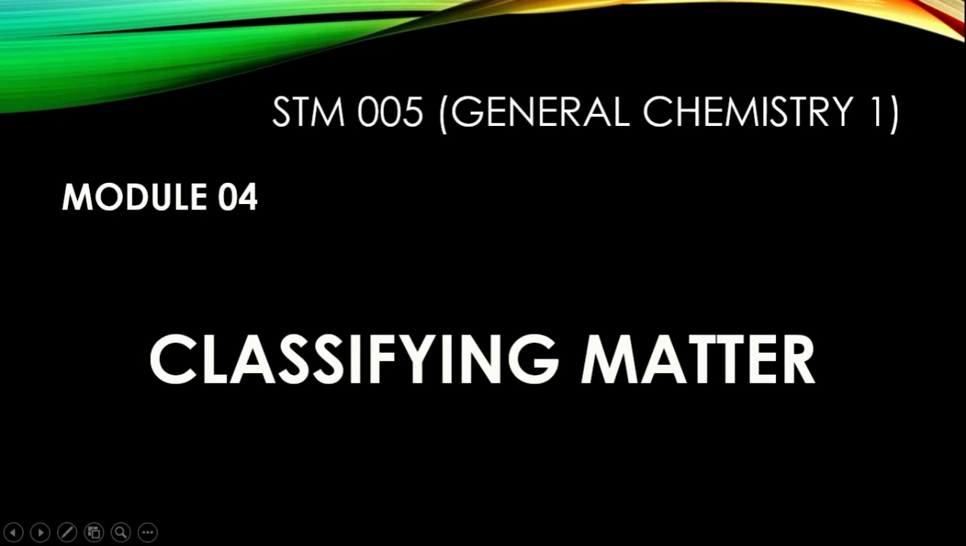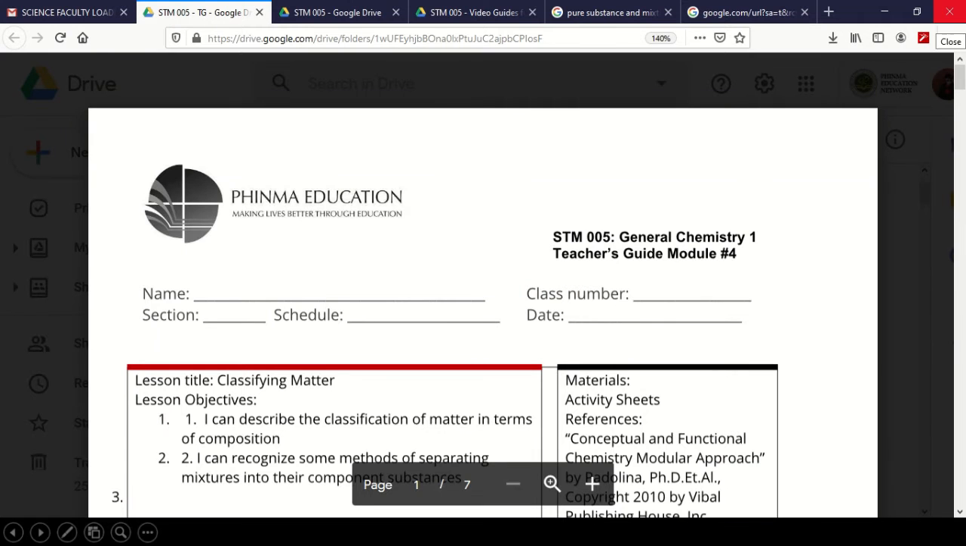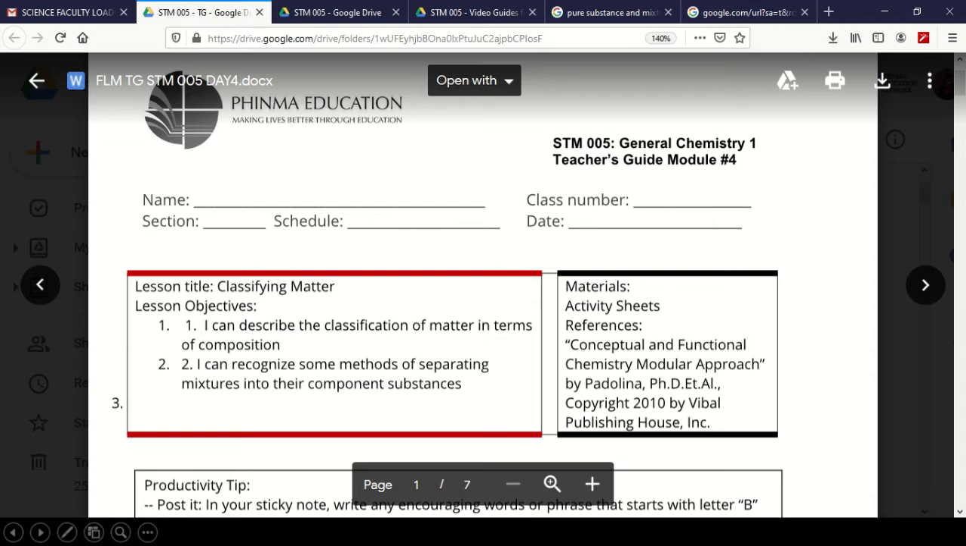Today we will discuss Module 4, which is about classifying matter. Before we delve in, let us go to our objectives. At the end of this lesson, you can say that yes, I can describe the classification of matter in terms of composition, and yes, I can recognize some methods of separating mixtures into their component substances.